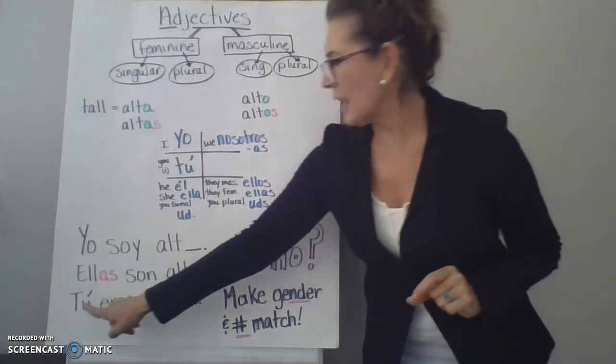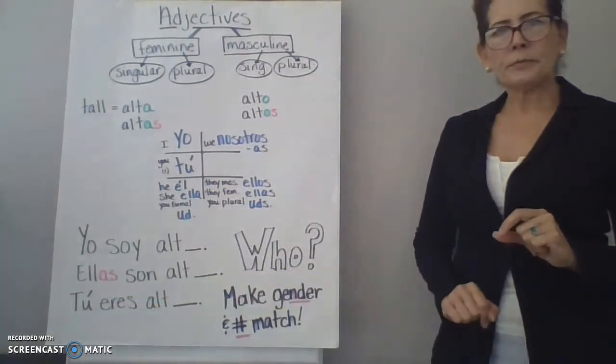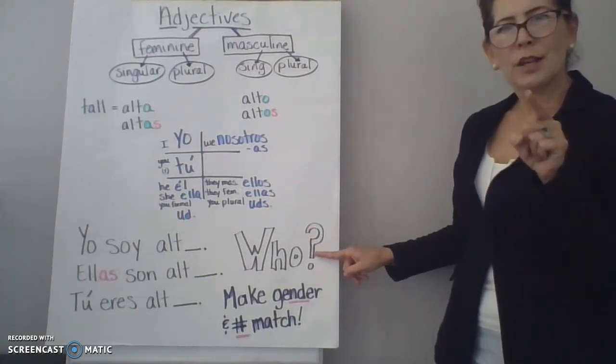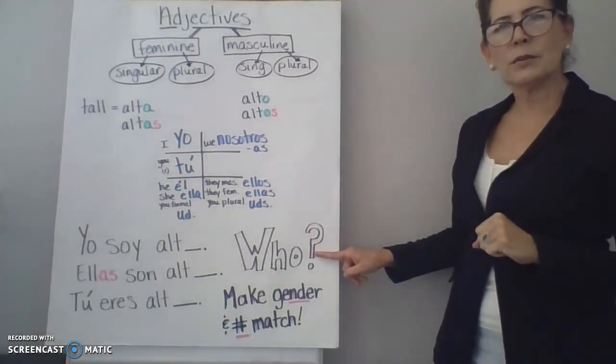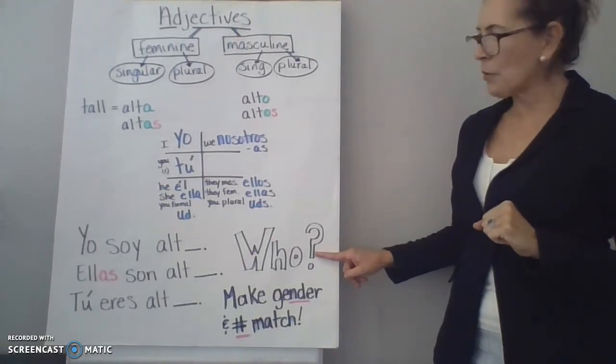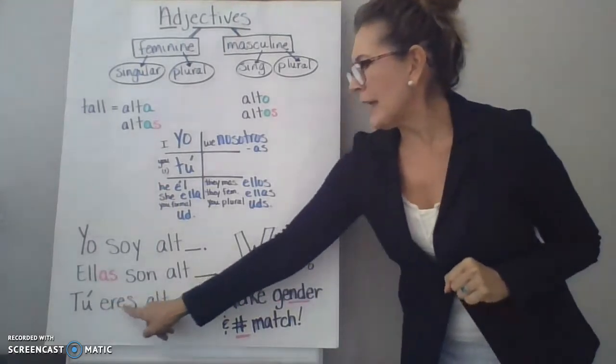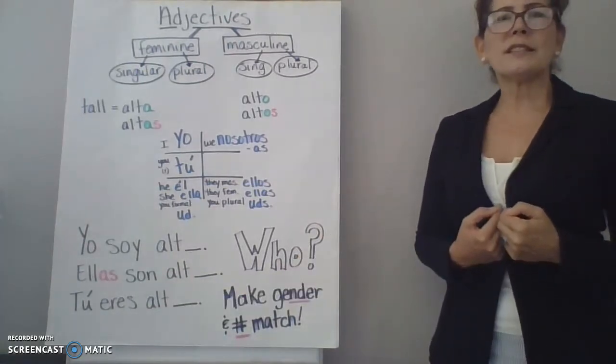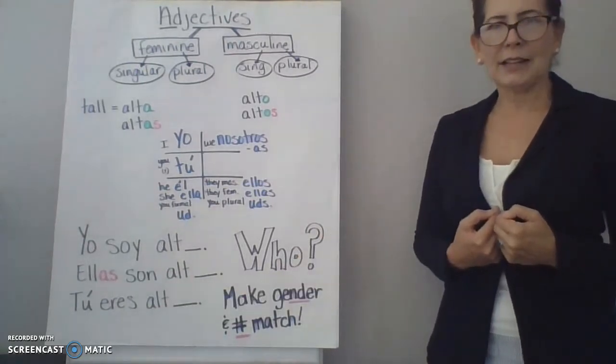And if I wanted to say tú eres tall, I have to ask myself, who is tú? Who am I talking to? If I'm talking to Miguel, I'm going to say, tú eres alto. If I'm talking to my daughter, I'm going to say, tú eres alta.